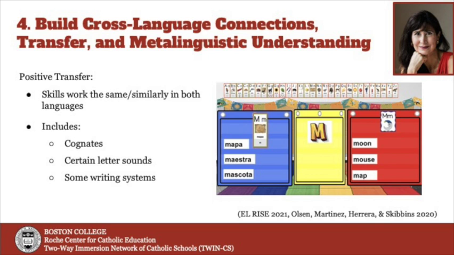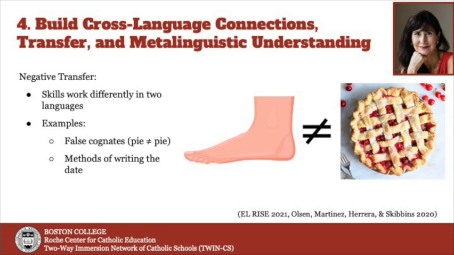So this is a positive transfer. Skills work similarly in both languages. Here, for instance, the sound of the M in mapa, maestra, mascota, moon, mouse, map. It includes cognates, certain letter sounds, some writing systems. And then we also teach that there are negative transfers.